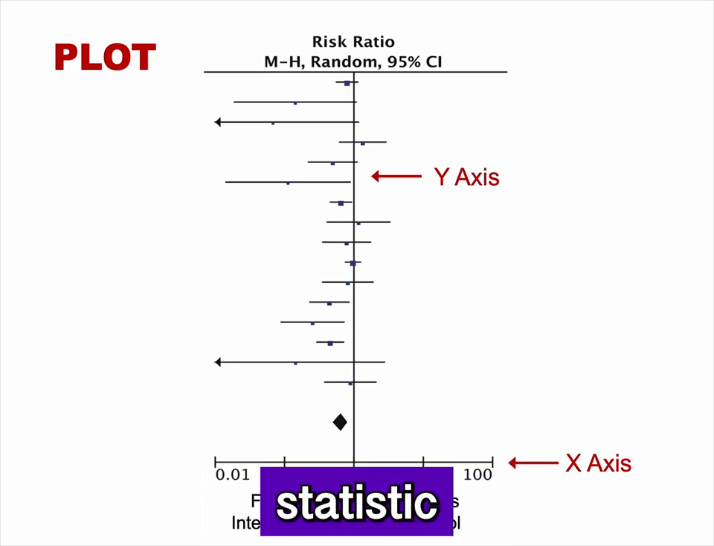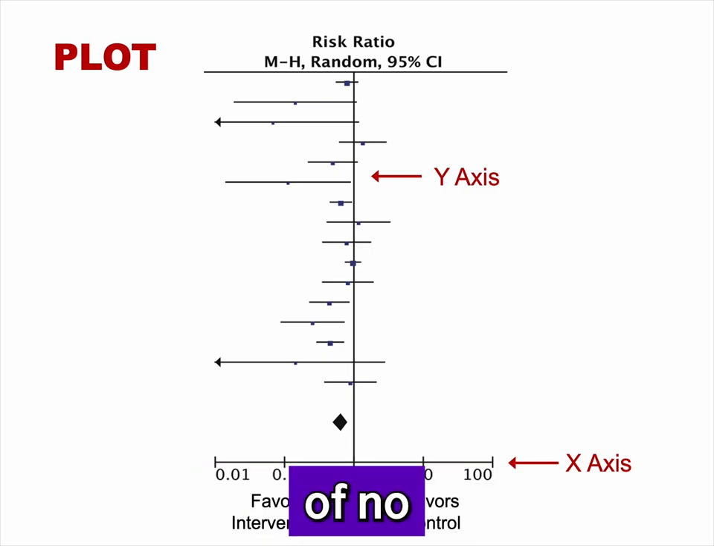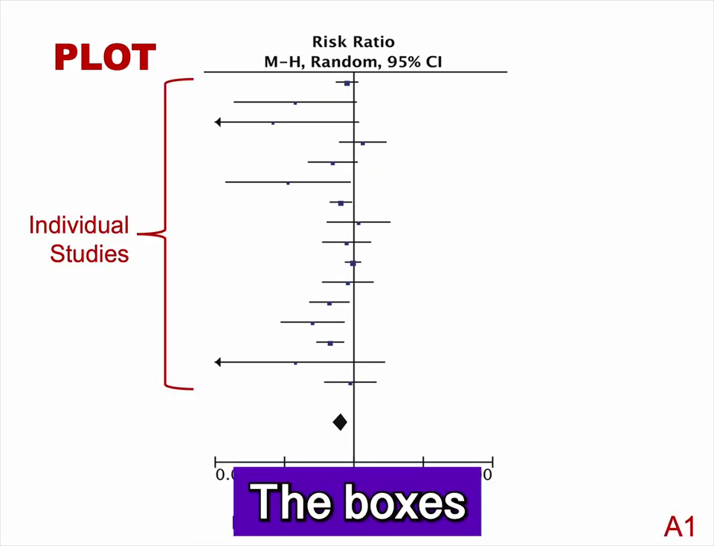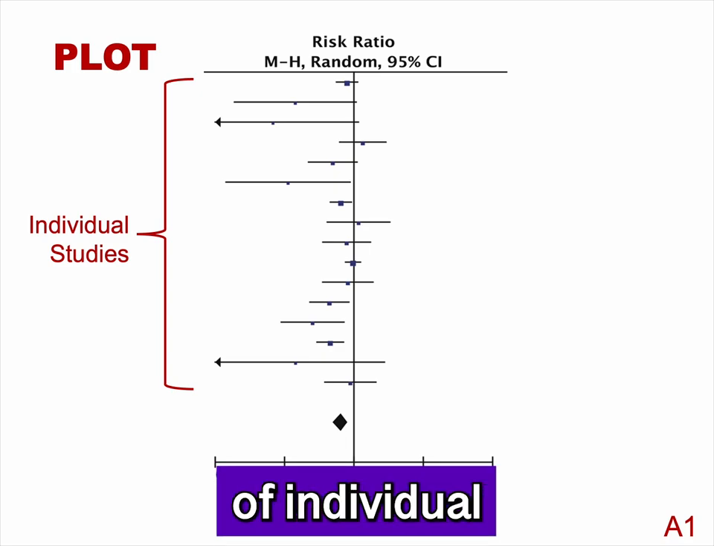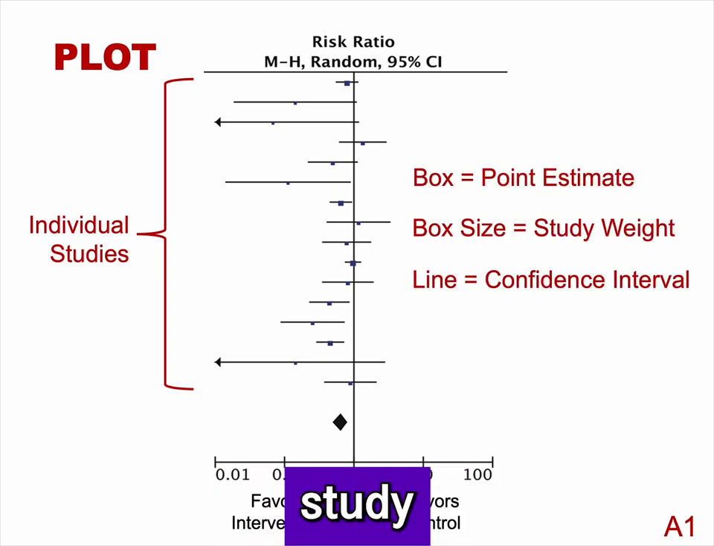If the summary statistic had been a risk difference, median difference, or mean difference, the y-axis would have been centered on 0, the point of no difference. The boxes and lines indicate the results of individual studies. The box that is centered on the line indicates the individual study statistic, in this case the risk ratio.